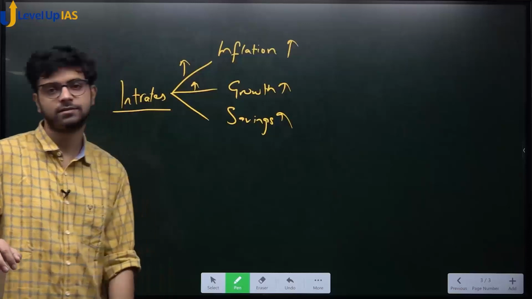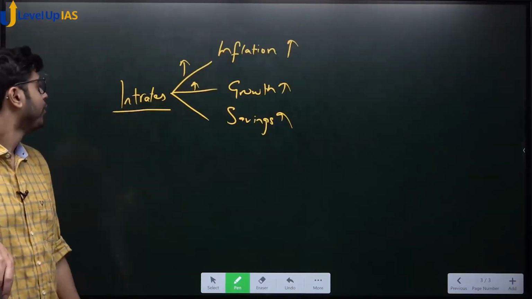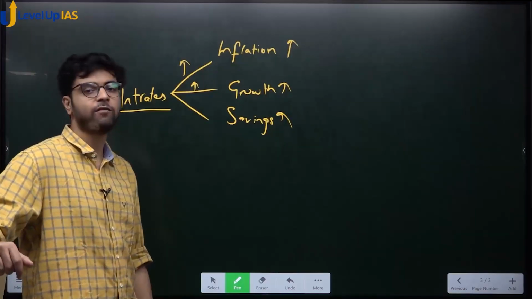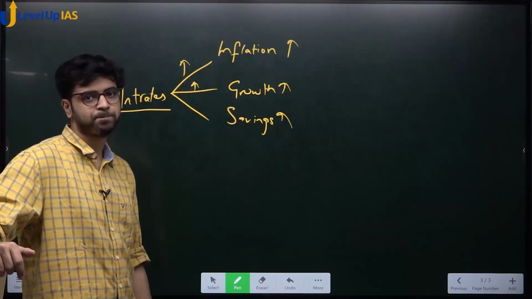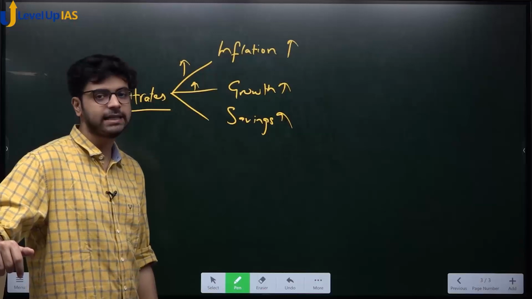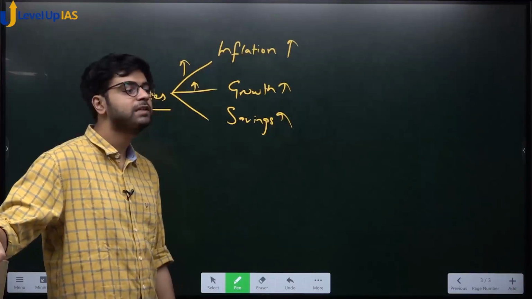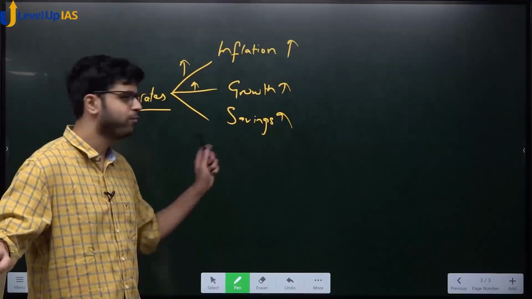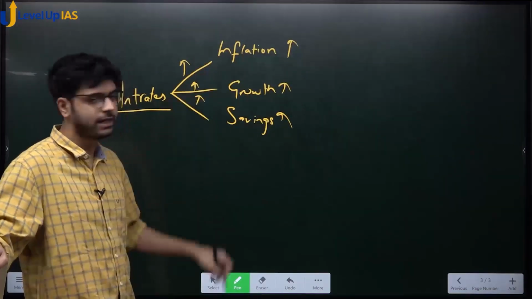What would happen if savings are high? Think the other way around: if interest rates are high, what would happen to savings? See, interest rate is high, okay? Which means it is very difficult for you to borrow, which means you will not spend much now, which means you will save more. So this is also direct, okay?